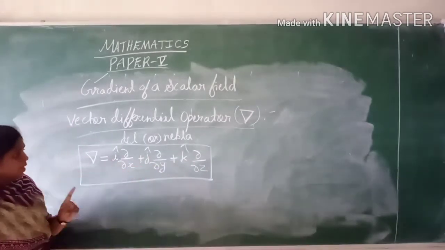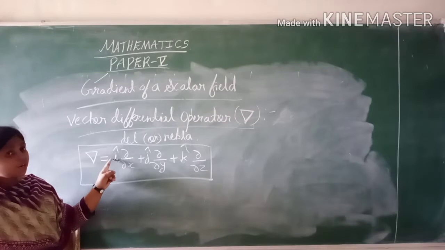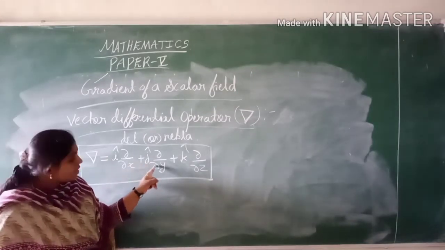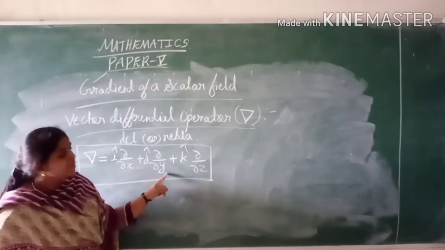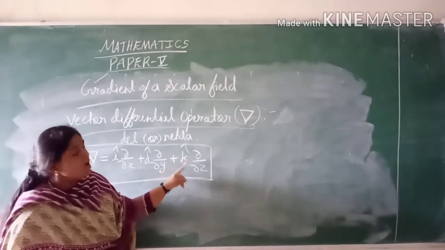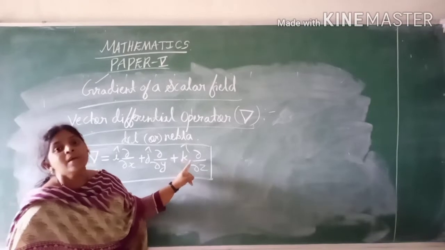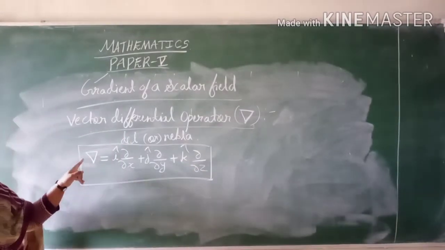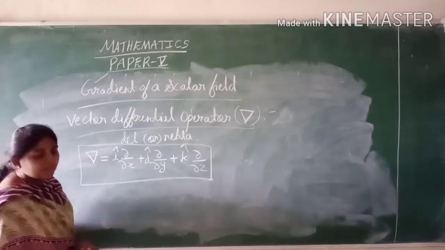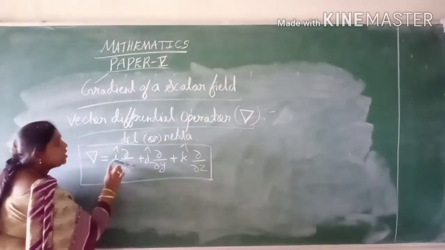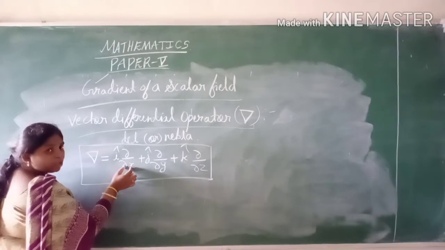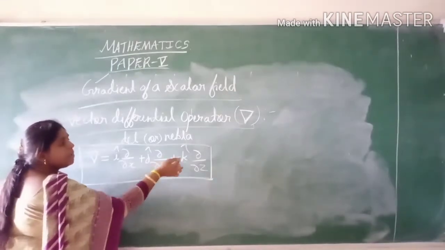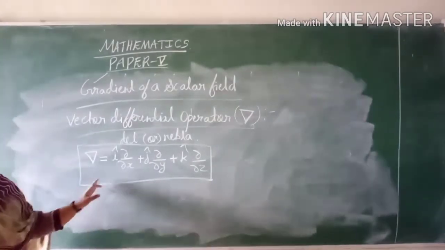I have already told you i cap is always the unit vector along the x axis, so x will be there. Then j cap is always the unit vector along the y axis, that is dou by dou y. Similarly, k cap is the unit vector along the z axis. Like this you can remember. Clear? This is the vector differential operator. Then we can also write dou by dou x into i cap, that is, after the partial derivative we can write i cap, then dou by dou y into j cap plus dou by dou z into k cap. Like this also we can write.